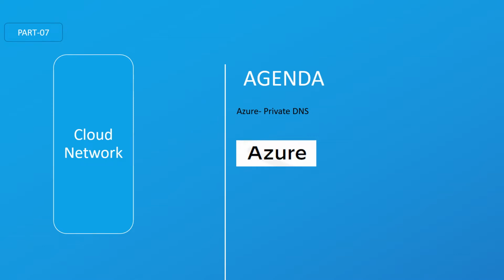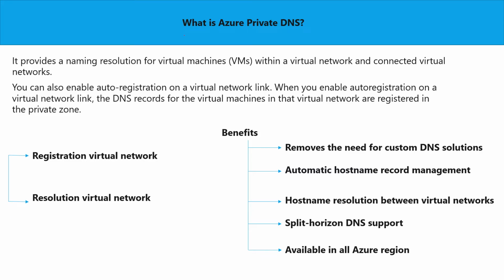Let's start and try to understand what is Azure Private DNS. If you go by the definition, it provides a naming resolution for the VMs within the virtual network and its connected virtual networks. You're going to have two options, whether you want to go for the auto registration enabled on that virtual link, or you do the linking between the DNS zone and the virtual network without auto registrations.